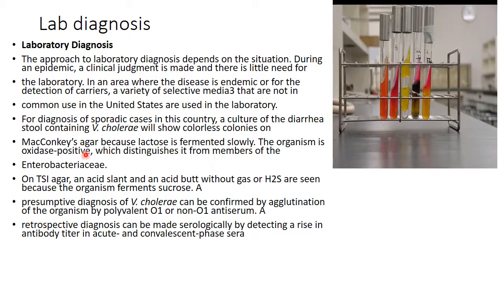The organism is oxidase positive, which distinguishes it from the members of the Enterobacteriaceae. On triple sugar iron agar, an acid slant and an acid butt without gas or H2S are seen because the organism ferments sucrose. A presumptive diagnosis of Vibrio cholerae can be confirmed by agglutination of the organism by polyvalent O1 or non-O1 antiserum. Retrospective diagnosis can be made serologically by detecting a rise in antibody titer in acute and convalescent sera.